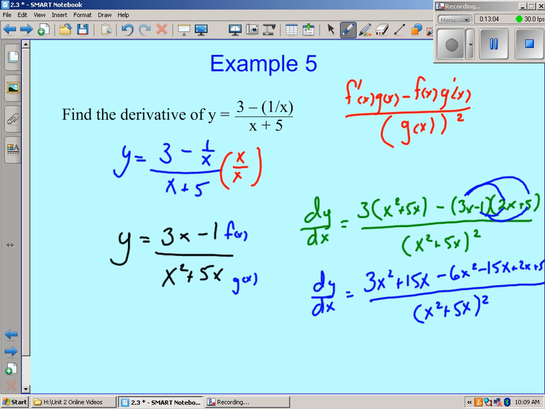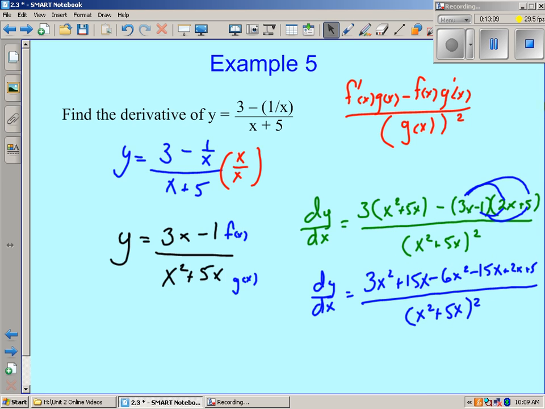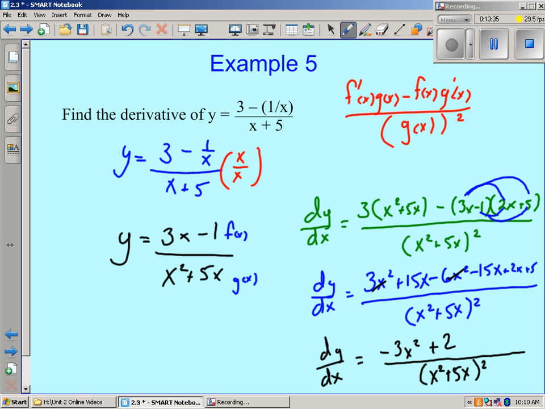There you go. And so then finally, I just have to combine my like terms, and so my final answer is going to be dy/dx equals, and I'm going to write the denominator first, just get that out of the way. And so the top, if I combine like terms, looks like a negative 3x squared. That'll take care of those guys. I have a positive 15x, a negative 15x, and a positive 2x, so it looks like 2x. And then the only thing left is the 5. And so that's basically what ends up happening when I simplify this, and that's the derivative of this example.